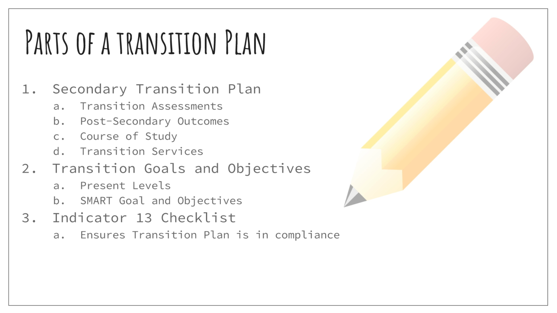You will also then do an indicator 13 checklist to ensure that your transition plan is in compliance. Later, if the student is a senior or exiting high school, you would also complete the summary of performance, which is only when a student exits high school. And then lastly, a year after exiting, you would complete the indicator 14 if your school is chosen by ISB and follow a script that they provided.